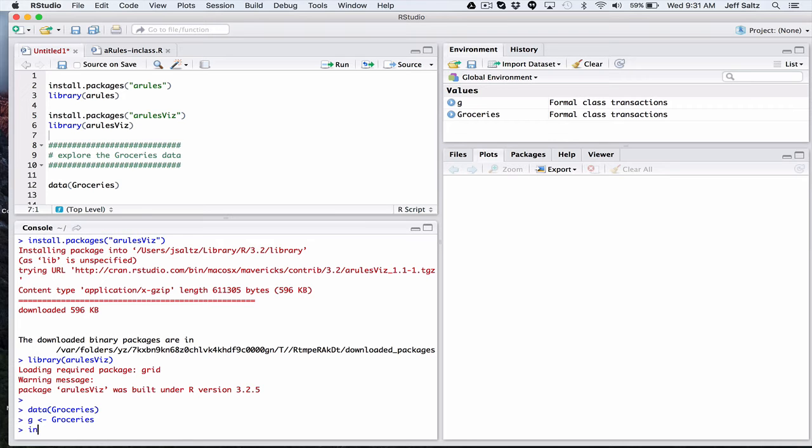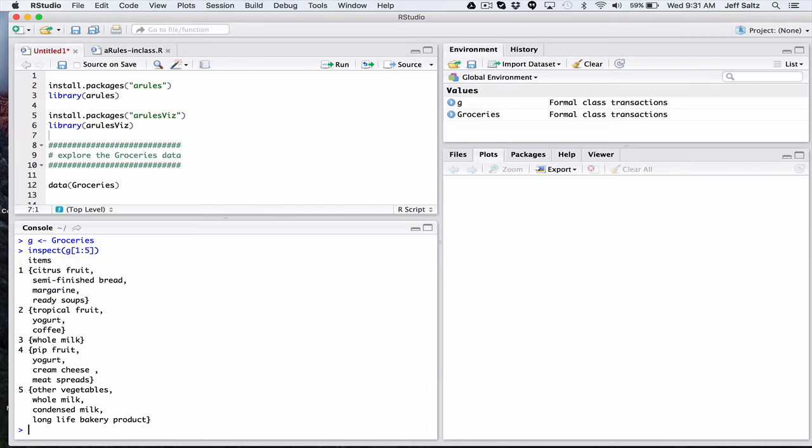Now I can explore what that looks like by, for example, doing an inspect on it. So we can see that G, or Groceries, are the same thing right now. It's a transaction data set, which means we can pass it directly into arules. The first basket is here: fruit, some bread, some margarine, and some soup. The third basket, for example, only has one item, milk. And the fifth basket has some other types of vegetables, different types of milk, and some bakery product.